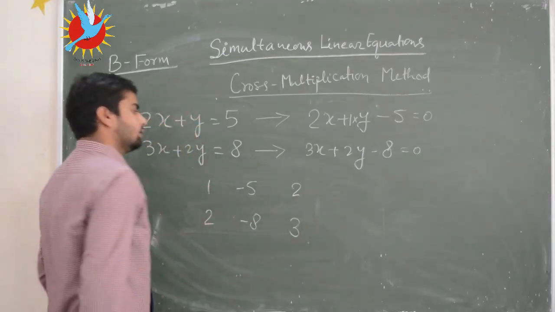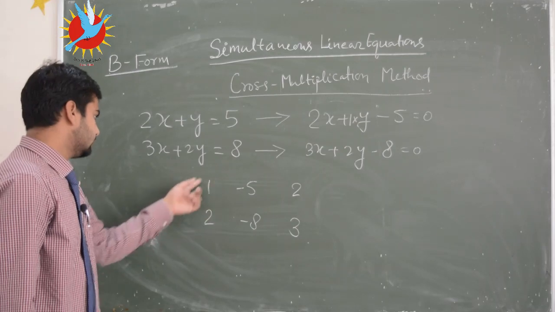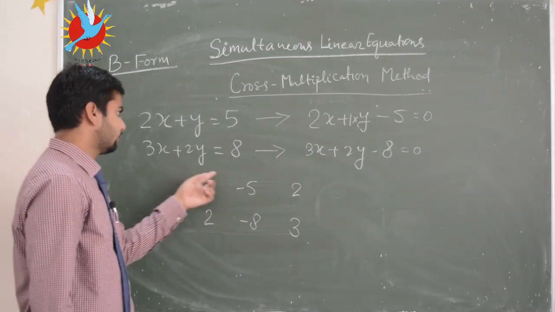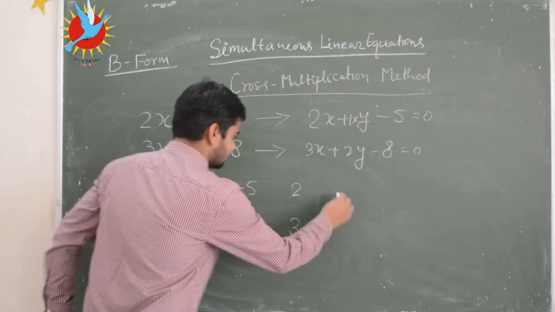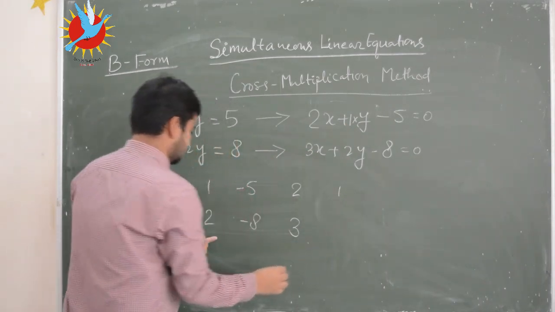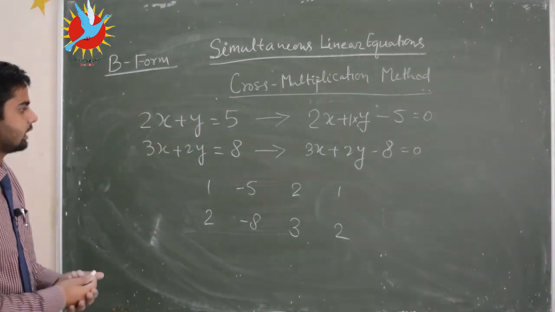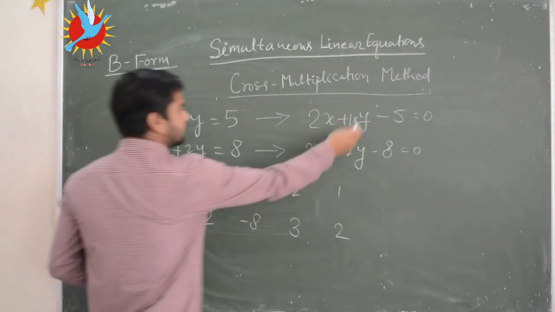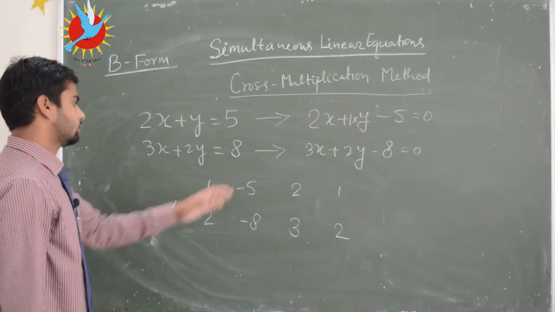And in the fourth column, the last column, we will write the numbers from where we have started. We started from the coefficients of y, so the fourth column will be 1 and 2. So in total we have to write 4 columns. From where we have started, we have to end at the same place. So these will be the columns.